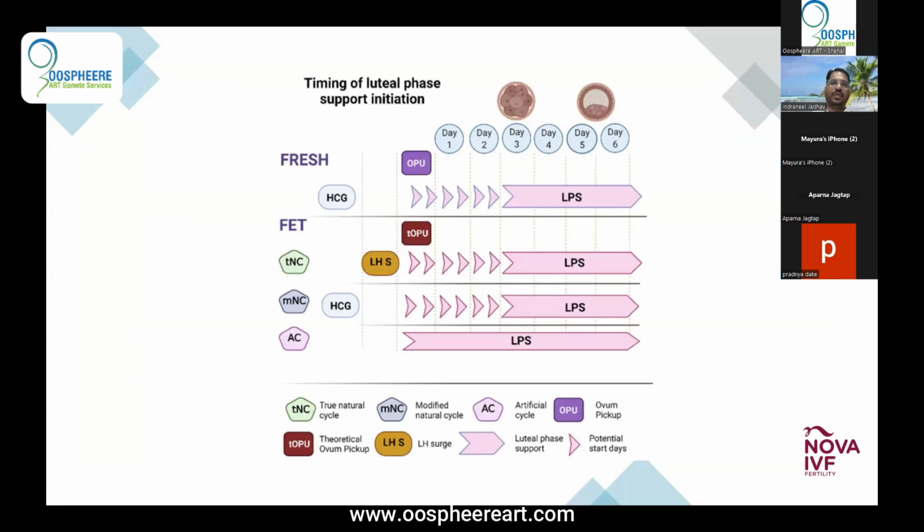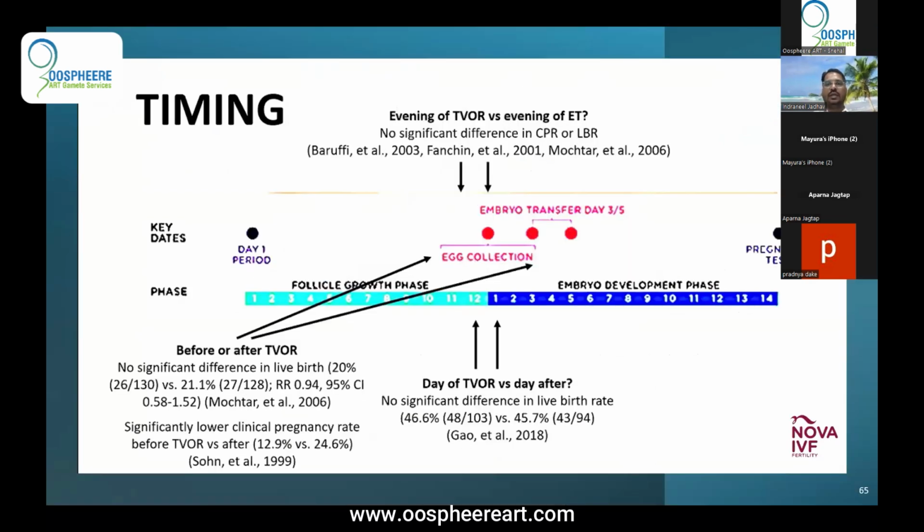Also, timing of luteal phase support according to the cycles is mentioned in the slide. You can go through that in detail. And also, starting luteal phase support immediately post oocyte retrieval may create a difference. But if at all we are not giving it for fresh embryo transfer, here it is written that significantly lower pregnancy rate can be seen.